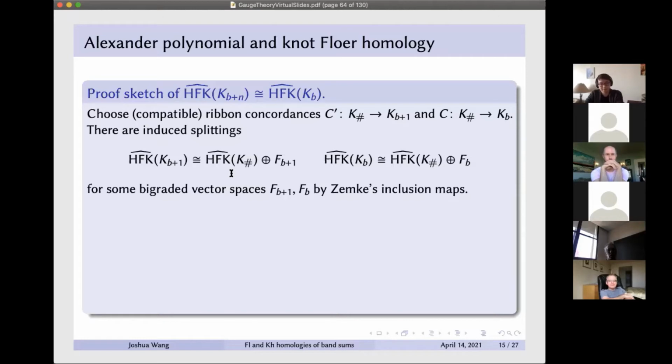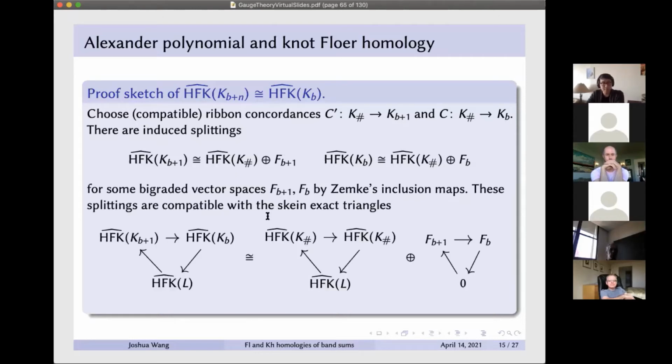That's where the Skein exact triangles come into play. First, look at this middle triangle. This is the Skein exact triangle for the trivial band. KB is K sharp, and KB plus 1 is also K sharp. Then you pick a ribbon concordance from each of the 3 terms in this triangle to the corresponding terms in the triangle for the arbitrary band. You pick them compatibly so that their induced maps on knot Floer homology commute or intertwine with the maps in the Skein exact triangles.